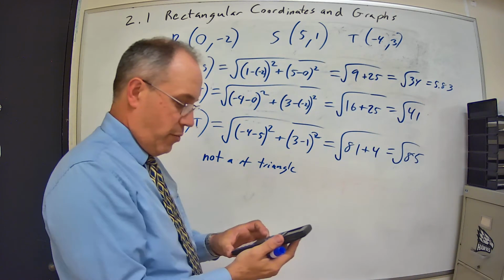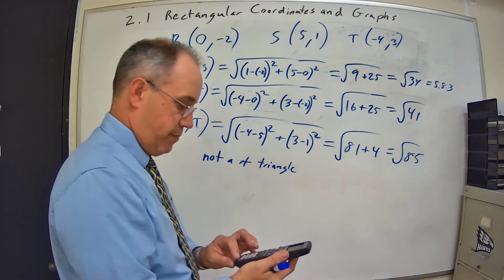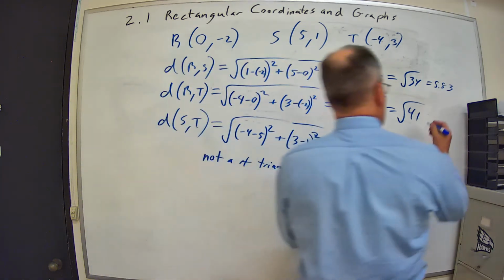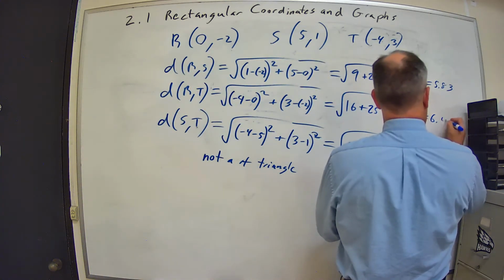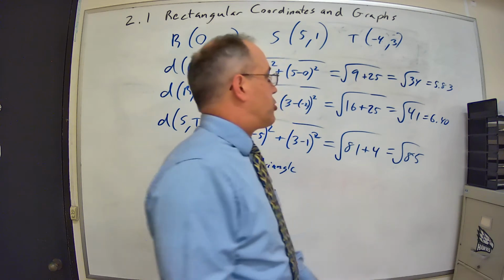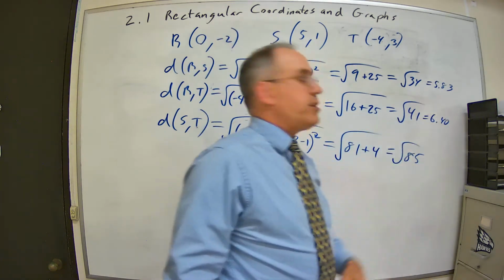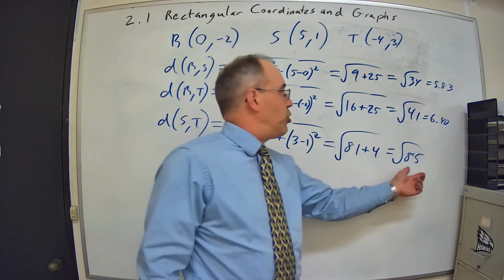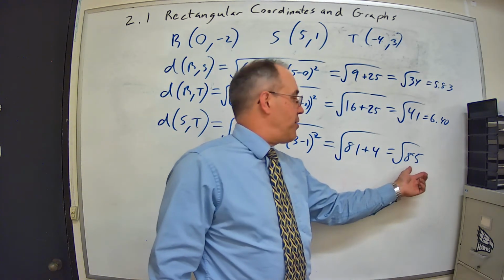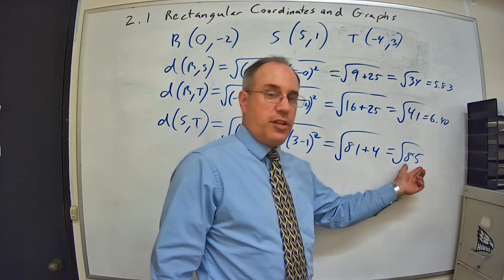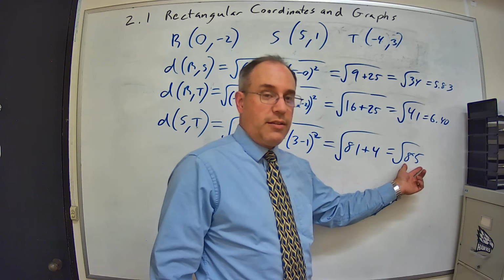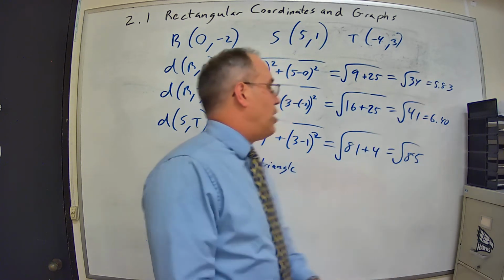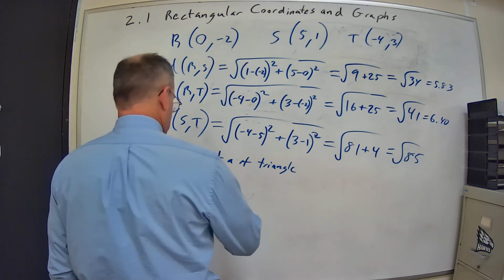The square root of 41, about 6.40. So we're looking for 12.23. Which, without even going any further, we should be able to recognize the square root of 85 is going to be just over 9. So, no, not collinear.